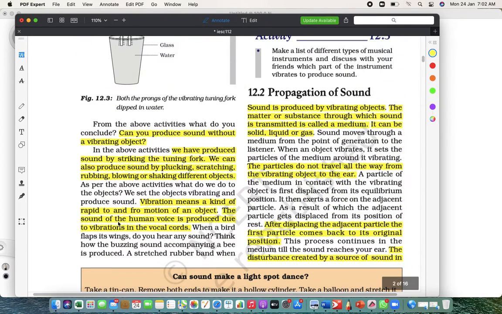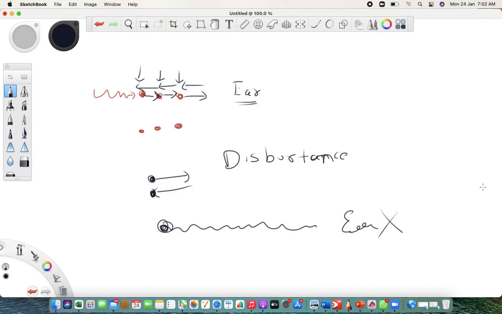Understand this simple thing. This is really important. What they are trying to tell you is that the particles do not travel from one place to another; only the disturbance will travel.